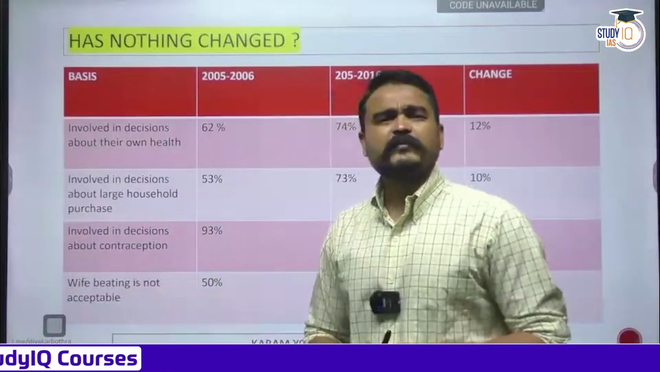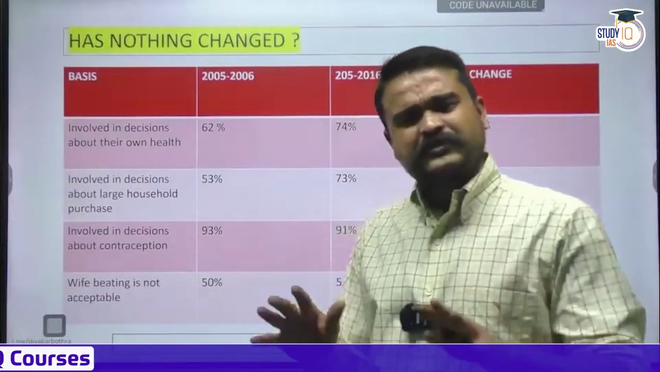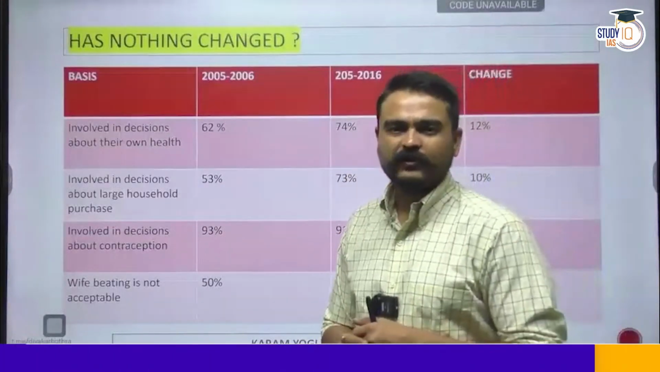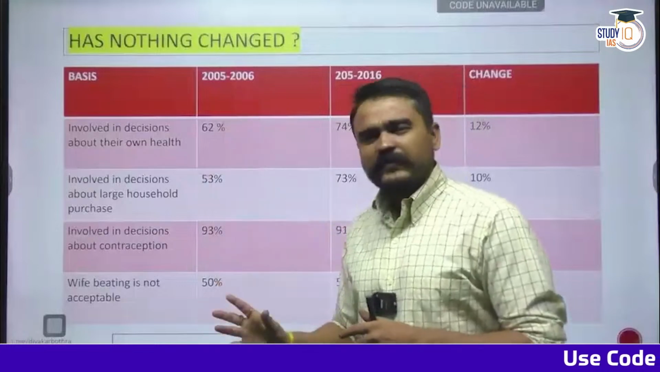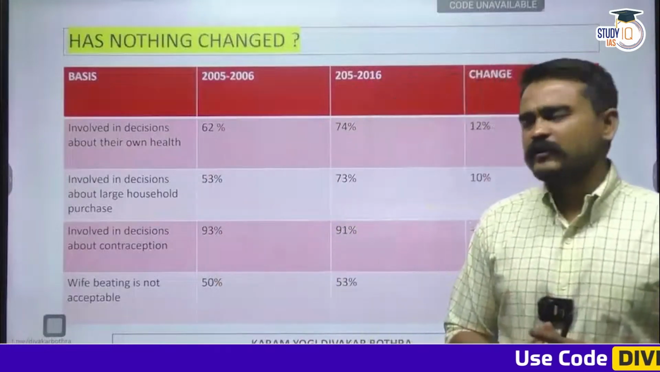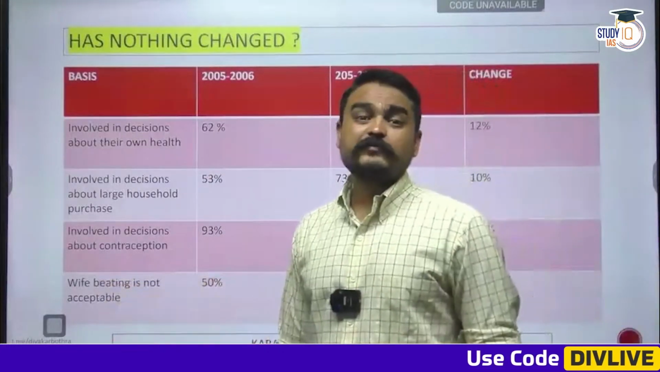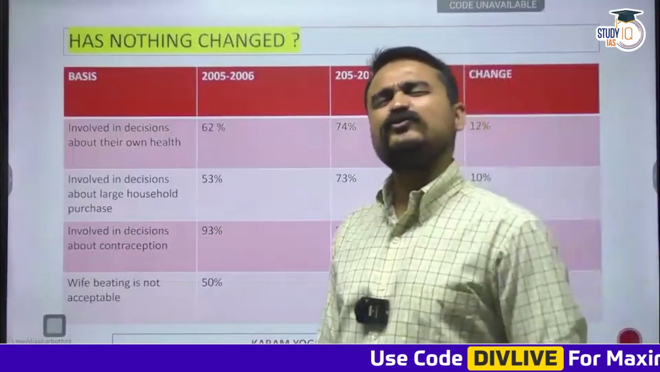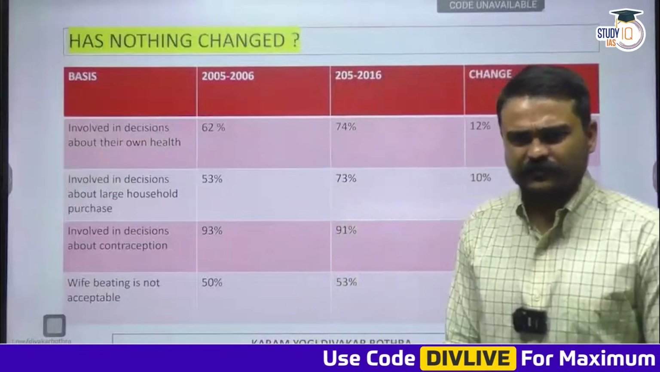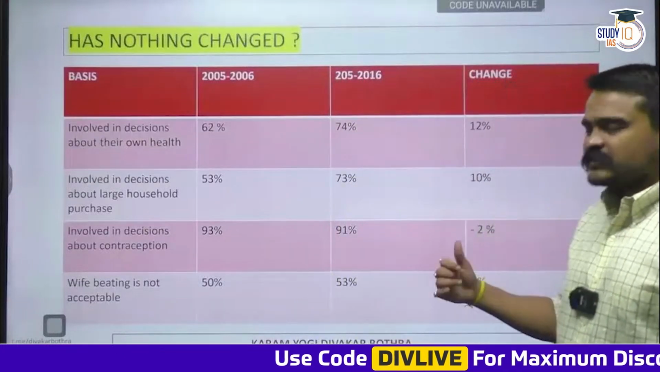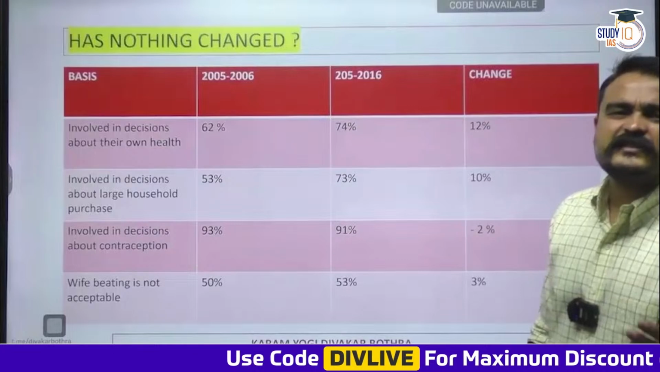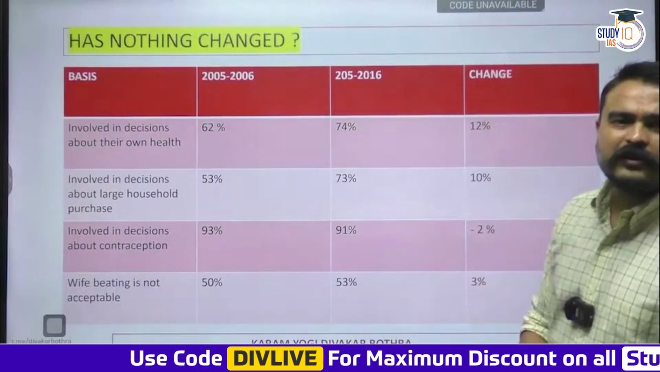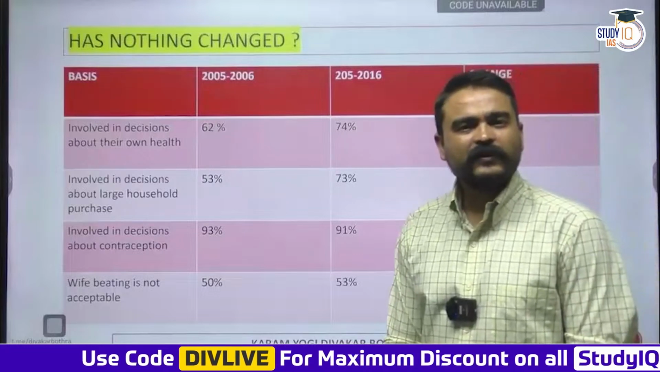Wife beating is not acceptable. Does a wife accept the beating by her husband? This is something which is a sad story here. Why? In 2005-06, 50% of women largely said no, not acceptable. But the other 50% believe that yeah, it's acceptable. It's okay for the husbands to beat. In 2015-16, the number did not increase drastically. Only a 3% increase, compared to such a double-digit increase elsewhere.